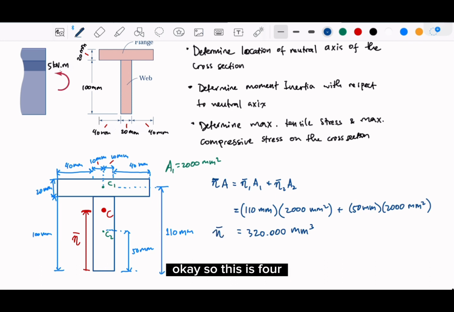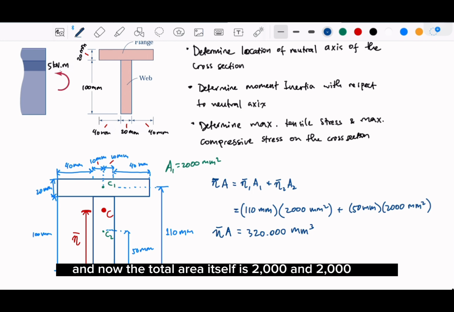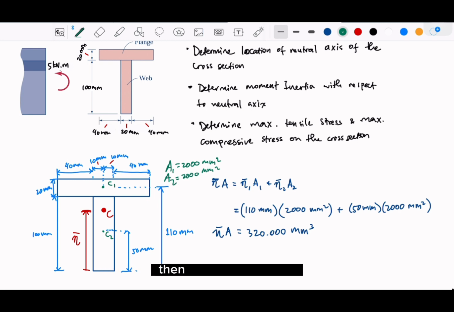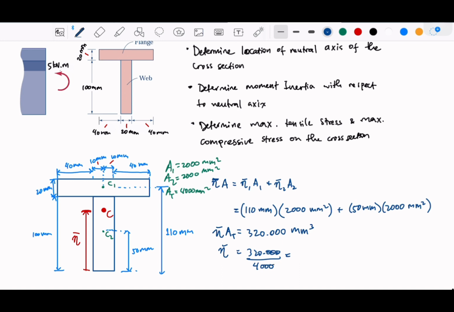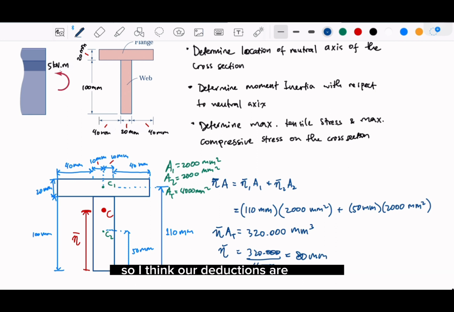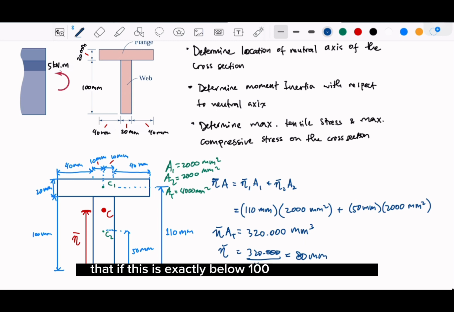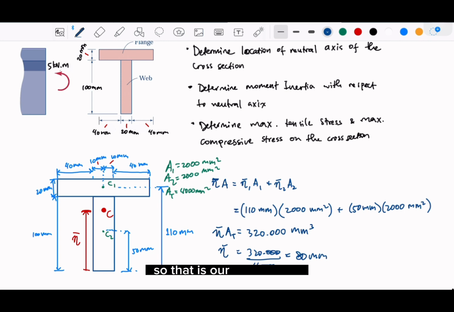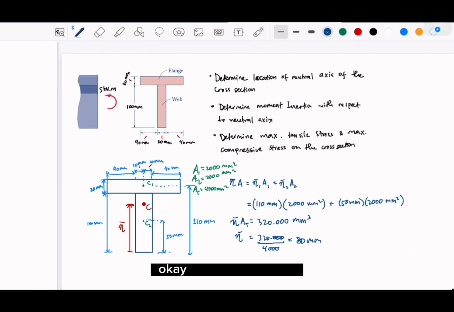Okay, so this is y-bar, the distance, and the total area. And now the total area itself is 2000 and 2000, right? So the distance will be, we divide with the 4000, okay? So let me write here that A2 is also 2000. Then area total is 4000. So this is area total. So the distance divided by 4000 is 80 millimeter. So I think our deductions are correct, that if this is exactly below 100 and nearby 100, we get this 80 millimeter. Okay. So that is our neutral axis. Okay, that's the first one.